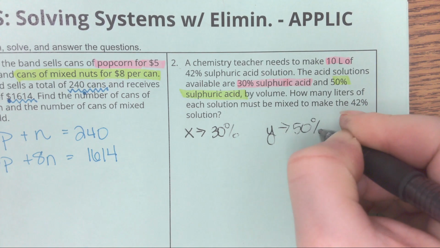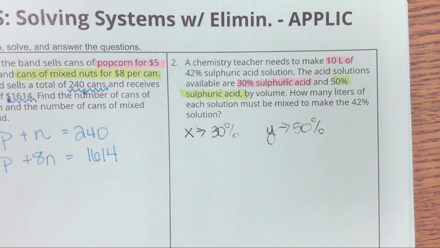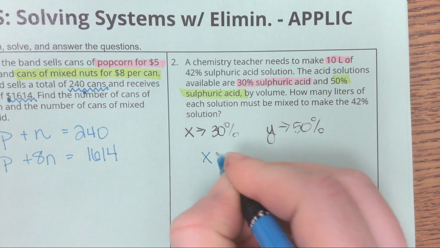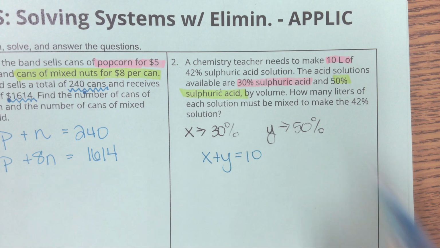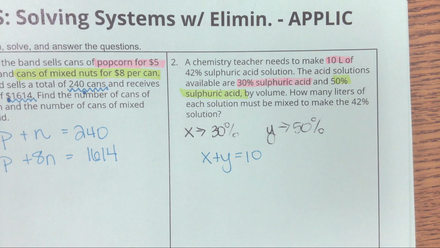Okay, go back to the first sentence. How many liters total are there? No, how many liters? Just liters. 10. So my first equation, what would it be? No percents, no percents, just total liters. X plus Y equals 10. Okay, that one, you kind of got to pick it apart a little bit.